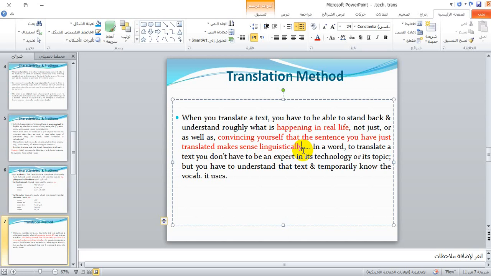When you translate a text, it's very important to identify what is happening in real life, and convincing yourself that the sentence you have just translated makes sense linguistically. To translate a text, you don't have to be an expert in its technology or its topic, but it's very necessary to understand that text and know the vocabulary it uses. So it's very important to practice more and more in this key part.